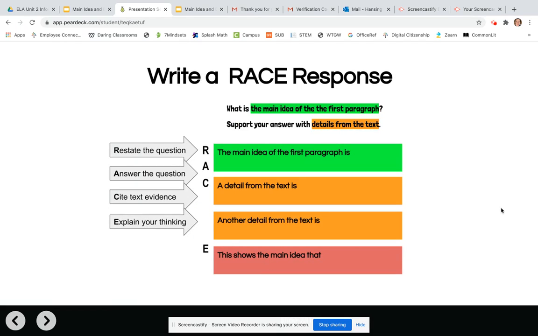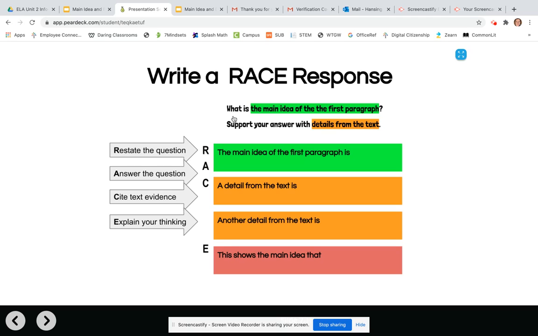Now we're ready to write a RACE response. You'll see this a lot in 3rd grade, boys and girls, and even in 4th and 5th grade. You'll be asked to write a RACE response. RACE is an acronym where each letter stands for something to help you remember the algorithm or steps to follow.